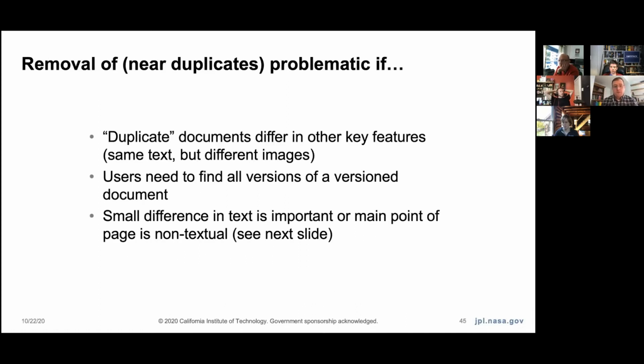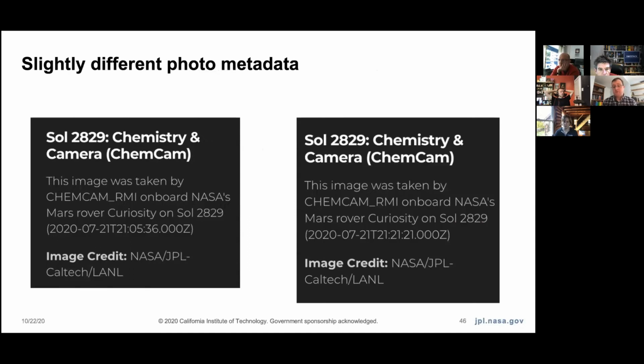So removal is difficult to come up with an automatic algorithm for, because sometimes duplicate documents differ in key features. So you can have a PDF with the same text content, but different images, or even HTML. Sometimes users allege they need to find all versions of a versioned document, and sometimes a small difference in the text is important. So for example, in this slide, this is just wrapper text around an image, and just the time differs around the image.